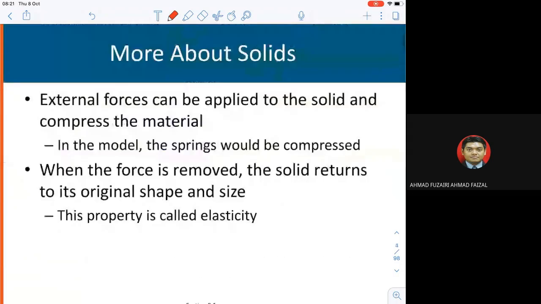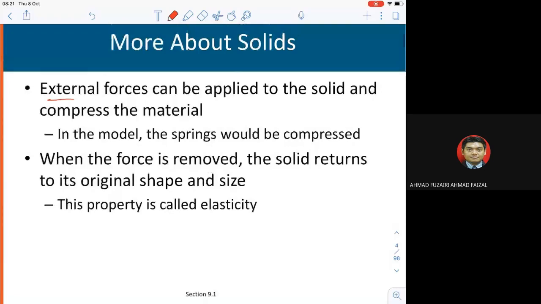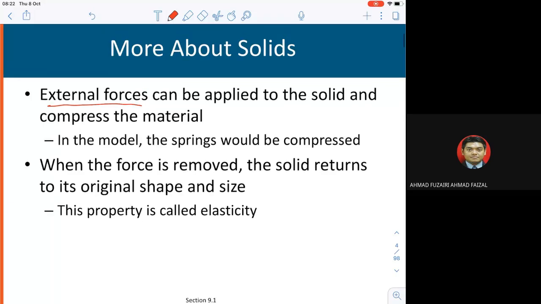External forces can be applied to the solid and compress the material. We can change the nature of the solid by applying an external force. Maybe we can pull or compress the material. When the force is removed, the solid returns to its original shape and size. This property is called elasticity, the elasticity of the solid.